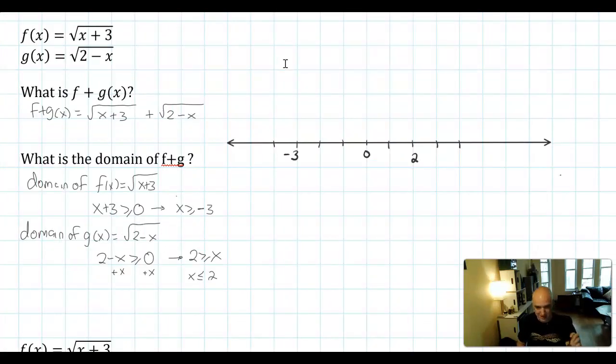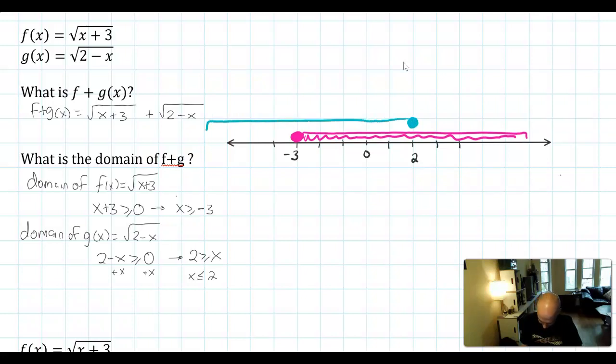I'm going to go ahead and sketch both of these inequalities on this number line. So for the domain of f, that is x greater than or equal to negative 3. So you could do a closed circle or a bracket and shade all the way out to infinity. And for the domain of g, x needs to be less than or equal to 2. So you could do a closed circle or bracket. I said open circle earlier. That was wrong. Closed circles on both of them. You could shade all the way out to negative infinity.